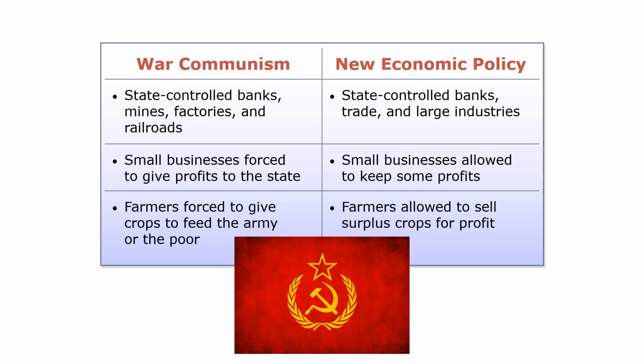Agriculturally, under war communism, all that was produced had to go to the state in order to feed the military, in order to feed the poor. And under the New Economic Policy, farmers were allowed to sell their surplus for a profit.